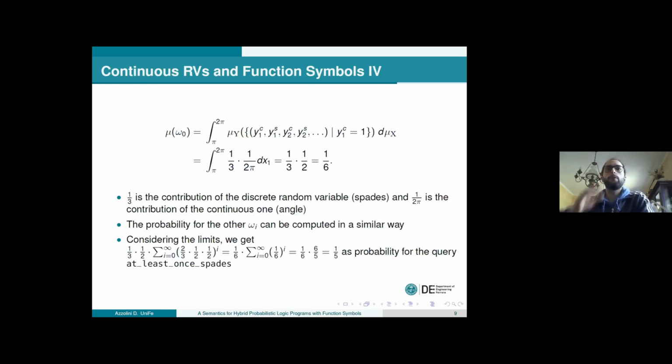Overall, we can compute, for example, the probability of omega 0, and in general of the other omega I, by considering the contribution of the discrete and the continuous variables. In this case, we have 1/3, which is the contribution of the discrete random variable spades, and 1/2 pi, which is the contribution of the continuous one, the angle. In the limit, we get as probability for the query at least one spades 1/5.